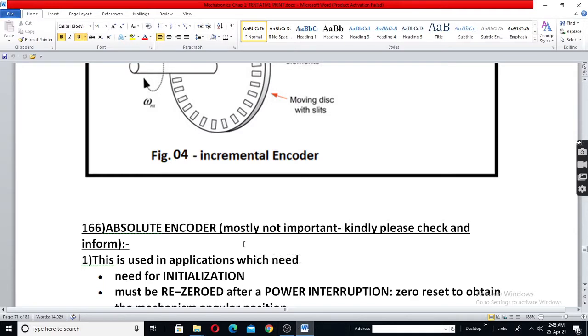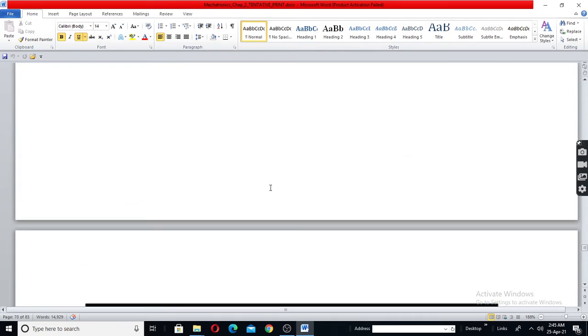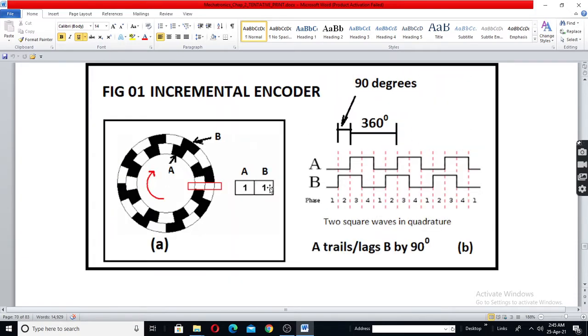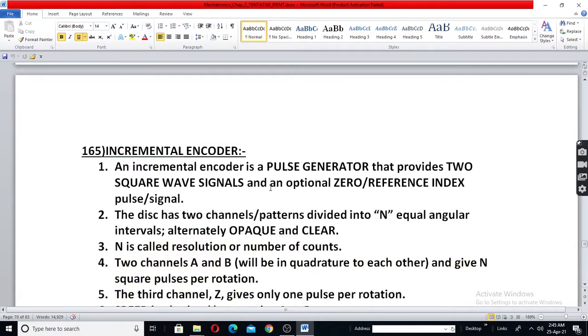Class 158, Absolute Encoder. In the last class, we had studied relative or incremental encoder.